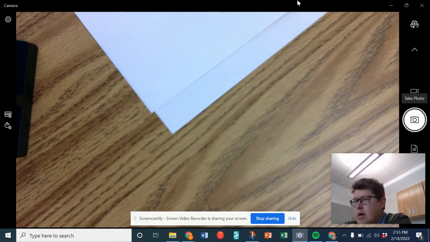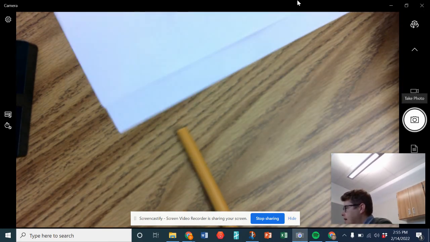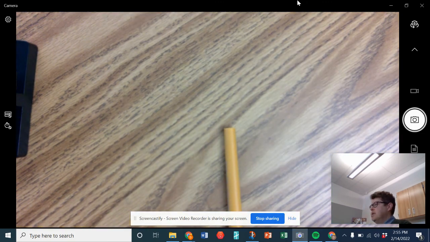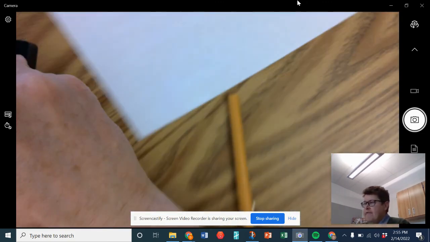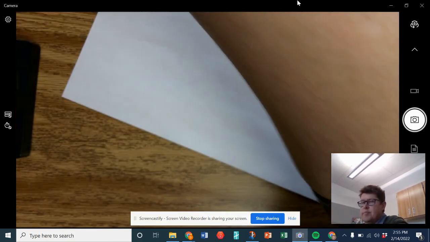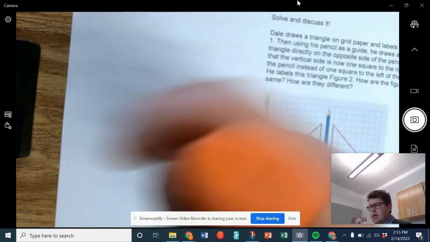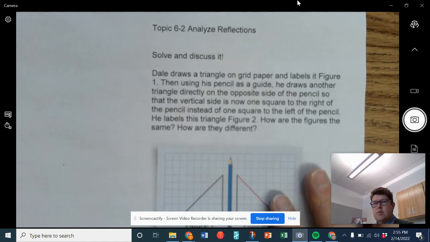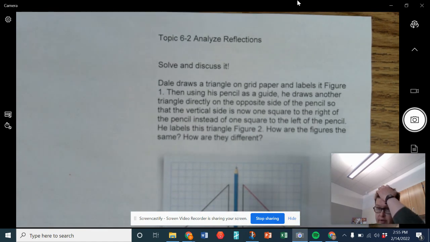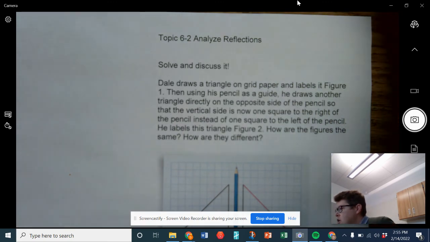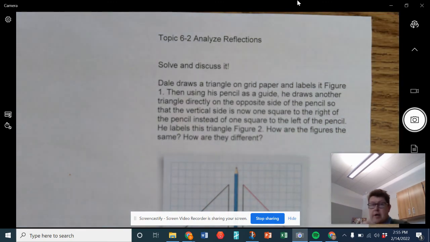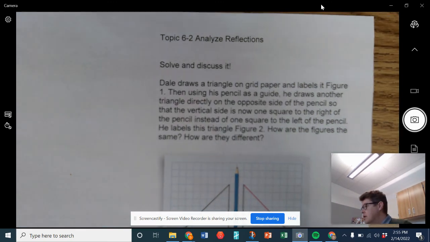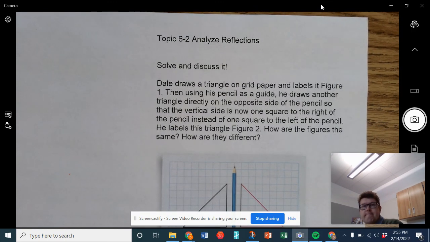Okay, guys, we are on the second part of topic 6, chapter 6, unit 6, whatever you want to call it. We have done our notes page on translations, and today we're going to do a notes page on reflections, and then we'll have a practice day going over both of those. I'd rather have a practice day focusing on each, but we are getting down to CMAS coming up, so we have to squeeze in things where we can.